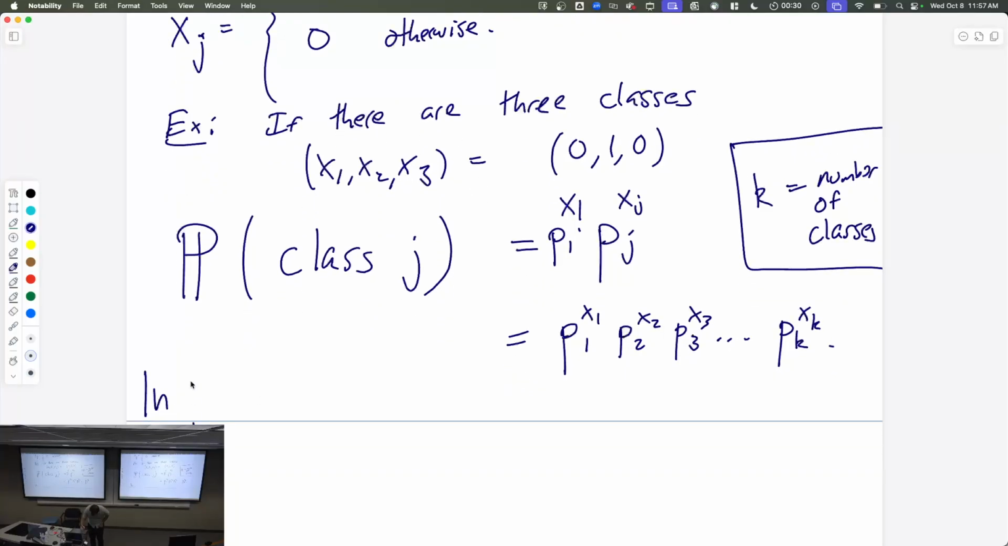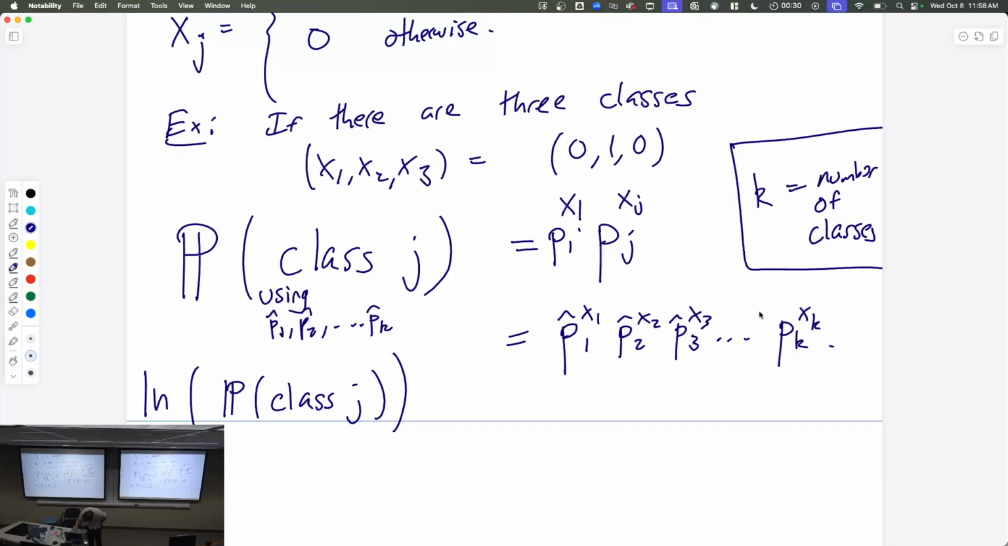So the log of the probability of class J. Okay, let me actually make the notation match even better. Let's say the probability of class J given, using P1 hat, P2 hat, P3 hat, all the way up to PK hat, and then there's hats everywhere. So this is saying if you have an estimate for all the different P values, the probability that you see class J with our estimates is this crazy formula. And then I'll take the log to get the log likelihood using P hats.